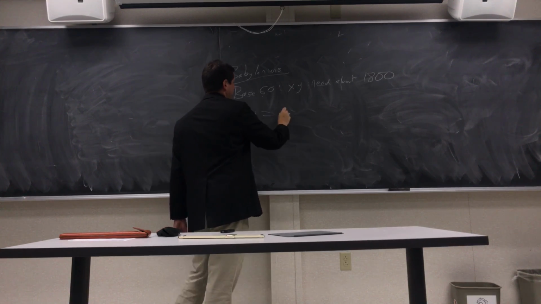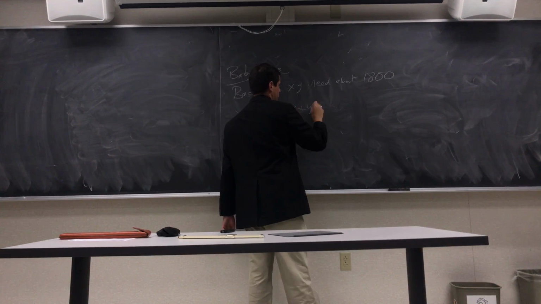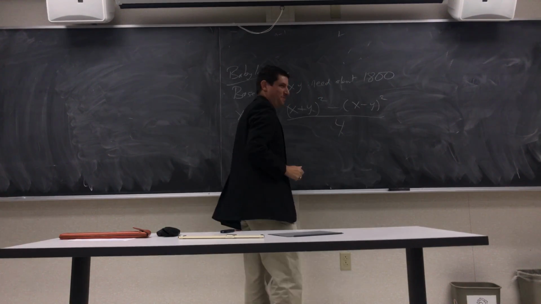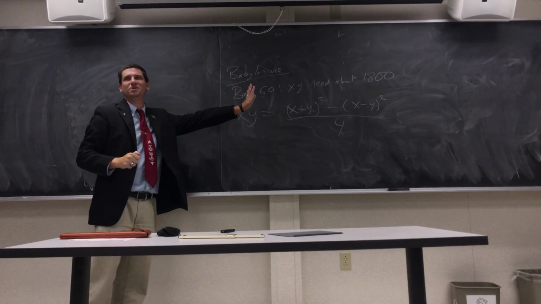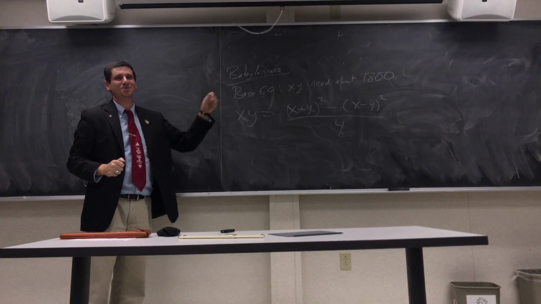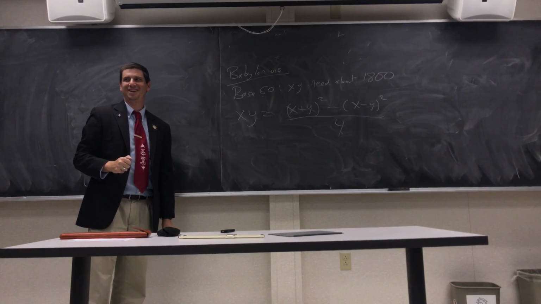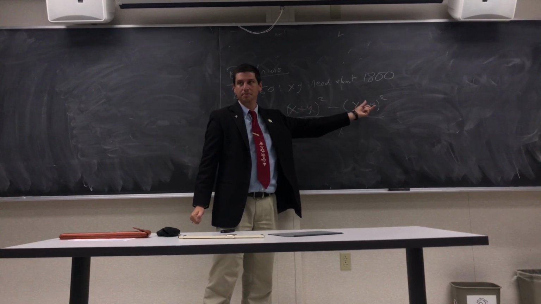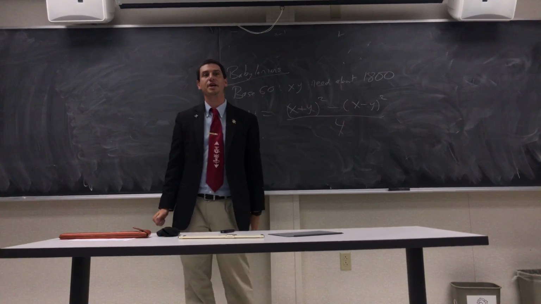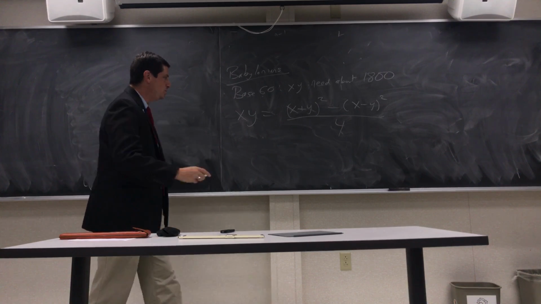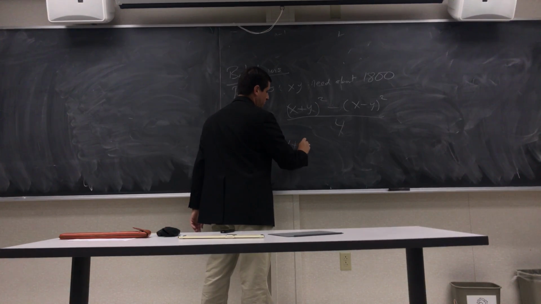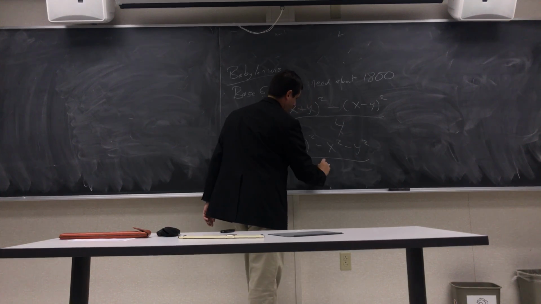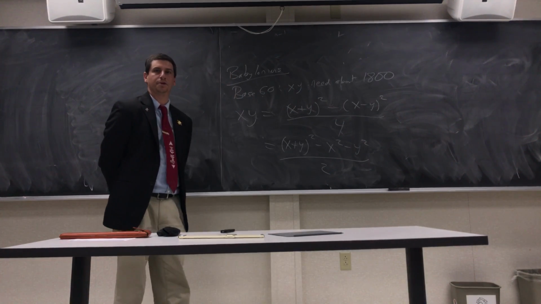x times y is ((x plus y) squared minus (x minus y) squared) divided by 4. So rather than doing a multiplication, we're going to do 2 multiplications, a subtraction, and a division. And this is an improvement. The reason is this is just squaring. Subtraction is easy. Division by 4 is not that bad. Another way you could do it is ((x plus y) squared minus x squared minus y squared) over 2. Either one would work.